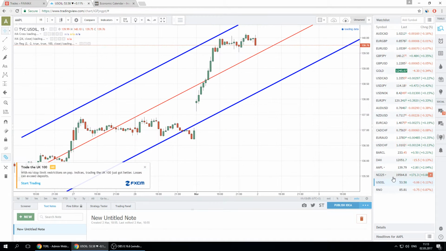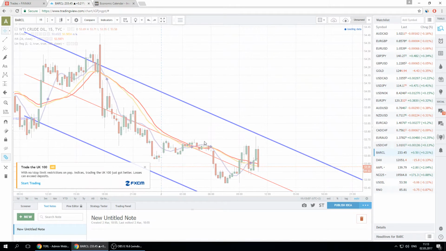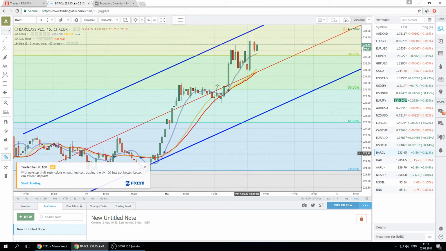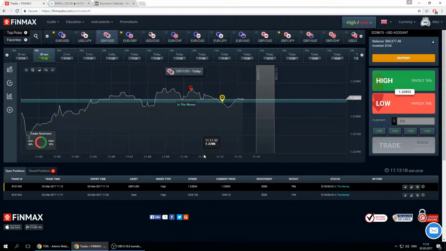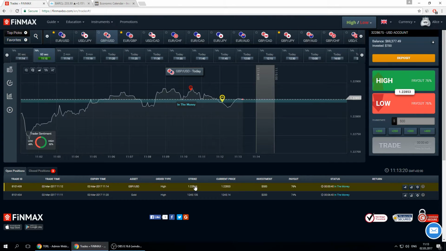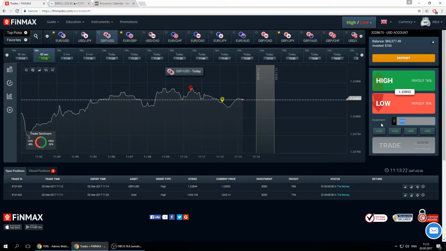Apple. Nikkei is closed right now. So what is Barclays? Oh, here is a beautiful doji. Okay, they're in the money, but I will prepare for the next step anyway.